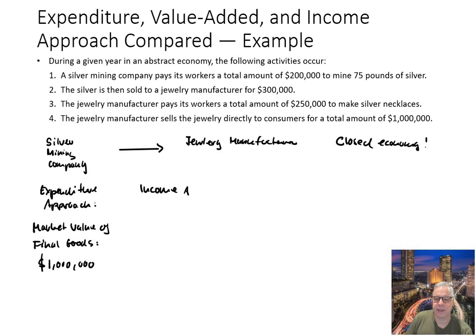And what we should get is $1 million in income. So let's start with the silver mining company. It pays its workers $200,000. So that is a wage. Silver mining company, I'll call it SMC. So 200,000 in wages.